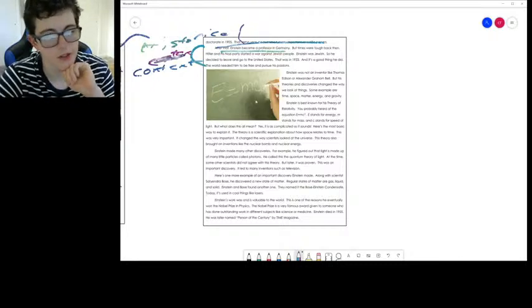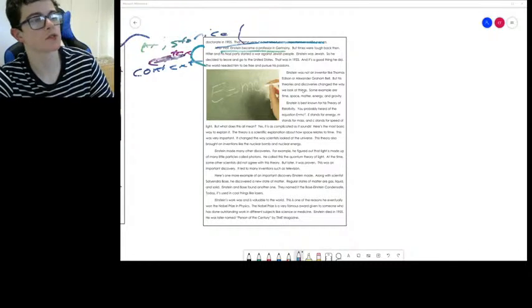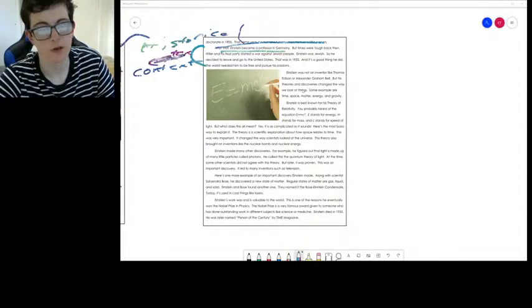As for our next passage: Einstein was not an inventor like Thomas Edison or Alexander Graham Bell, but his theories and discoveries changed the way we look at things. Some examples are space, time, matter, energy, and gravity. I'll give 1 minute to annotate this. So you have 1 minute left, everyone. Actually, 45 seconds.